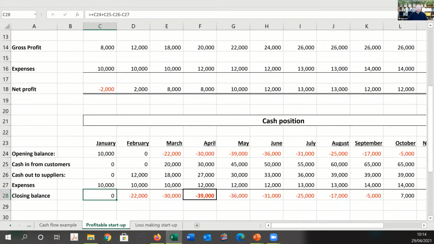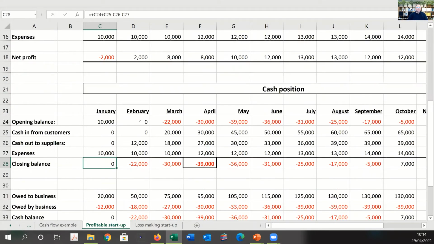What's the cash position? Well, as you remember, nothing in the bank at the end of January, same at the beginning of February, nothing in from the customers yet because they've got 60 days. He's got cash out to suppliers because he's got to pay them in 30 days. So he's paying January supplier invoices, £10,000 out, and he's £22,000 overdrawn, even though he's broken even.